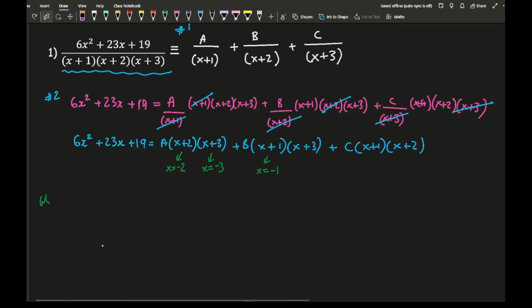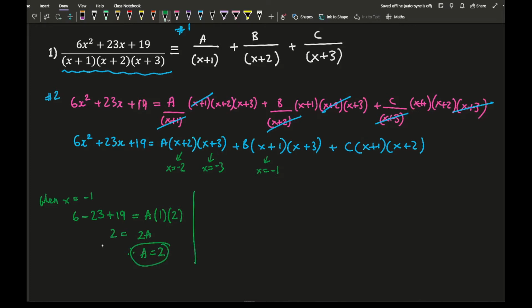So when x equals -1 to start off with, what I end up with on the left hand side is 6 take away 23 plus 19 equals a, that doesn't disappear, because anything with x plus 1 will disappear. So I've got lots of, and then it's going to be 1 and 2. So simplifying the left hand side, I get 2 equals 2a. So therefore a equals 2.